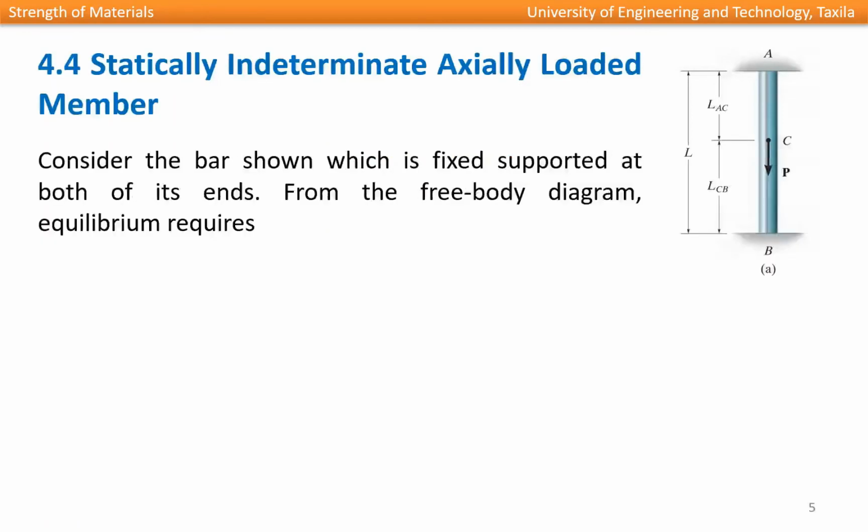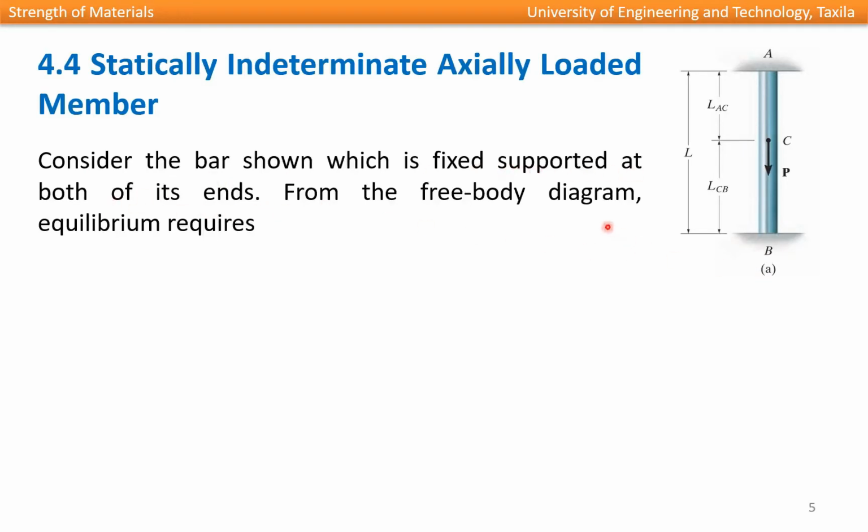Next is the statically indeterminate axially loaded member. Here we have a bar AB which is fixed at both ends A and B. This type of problem is statically indeterminate because in this situation the number of unknowns to be determined is greater than the equations of equilibrium available to solve it. So consider the bar shown, which is fixed and supported at both of its ends.